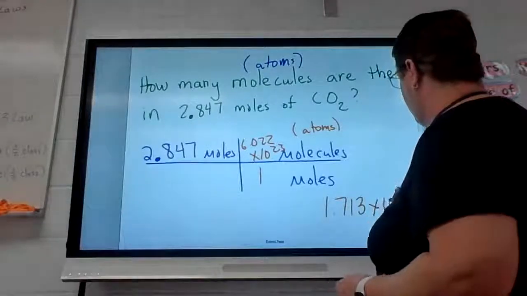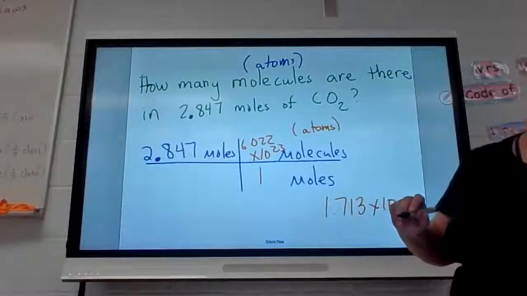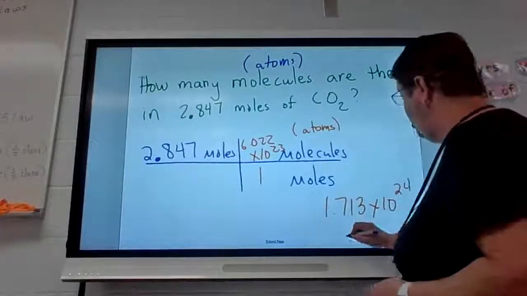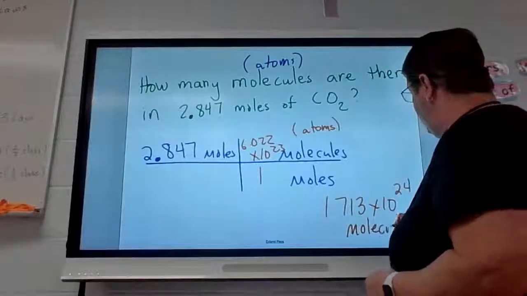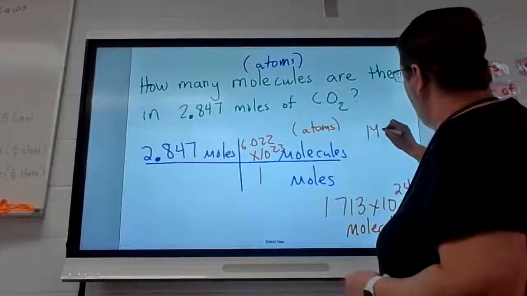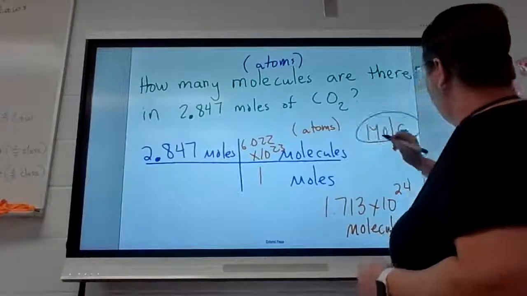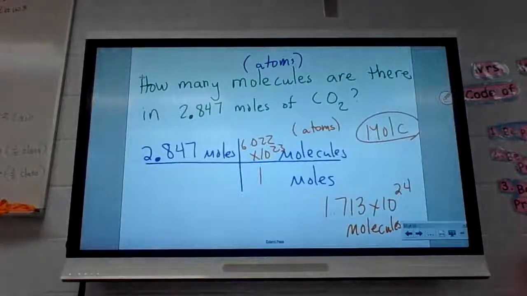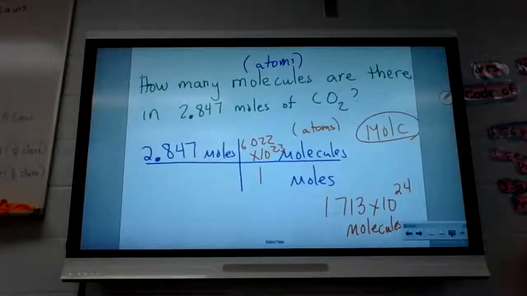1.713 times 10 to the 24, and then your unit is molecules. Now, you can abbreviate that MOLC if you would like. That's the abbreviation for molecules. Right, 1.714. It's not 2, doesn't round. But we got different answers. Yeah, we got different answers. I am never going to get upset if your answer is close to that, but not exact. Okay? If you wrote it down slightly different, it's fine.